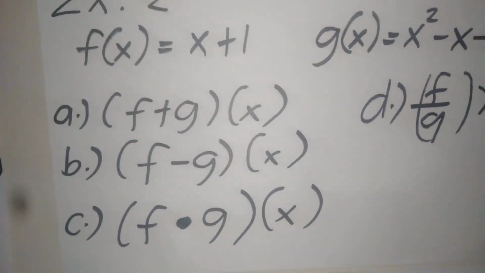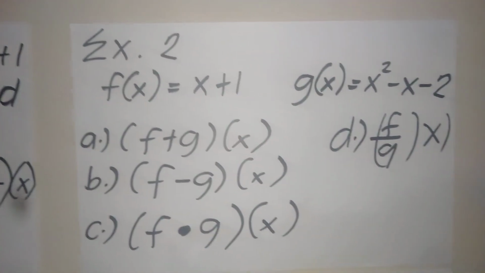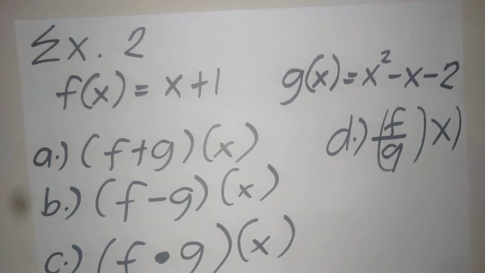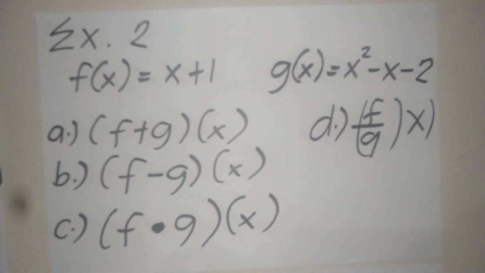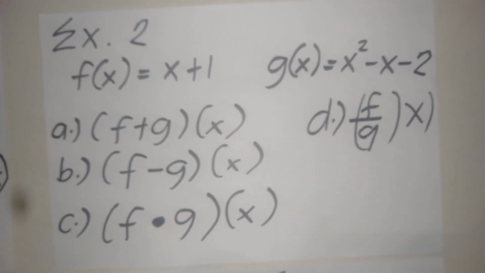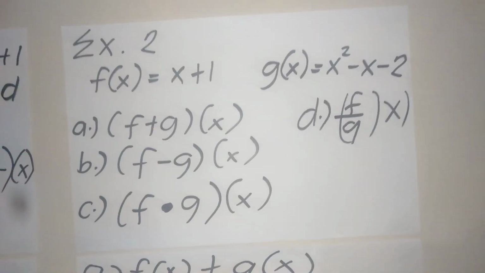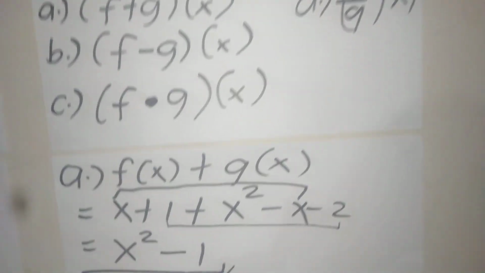Okay. Now, let's proceed to the second example. We have here, example number 2. f of x is equal to x plus 1, and the g of x is equal to x squared minus x minus 2. And we will get the 4 operations. We have here, okay, the sum function first. f of x plus g of x.